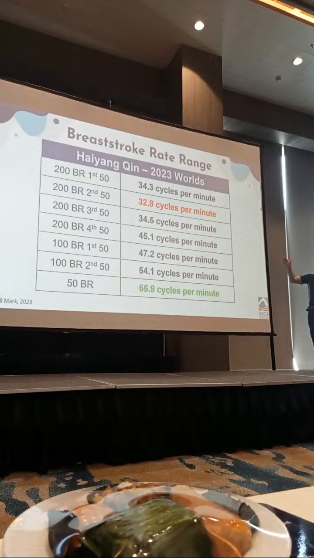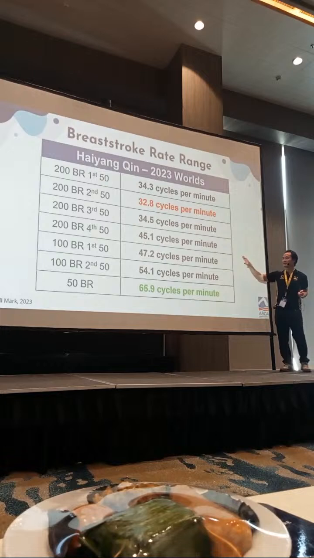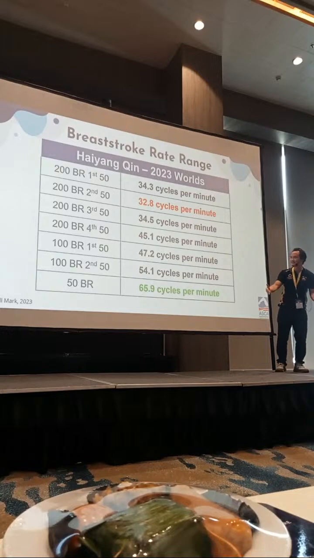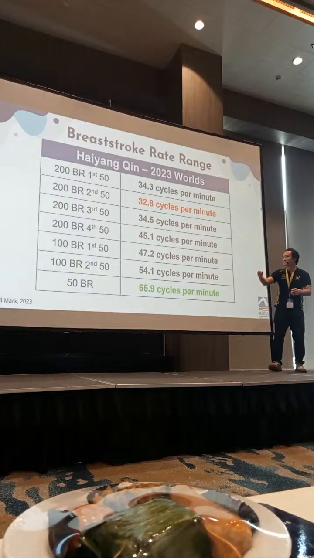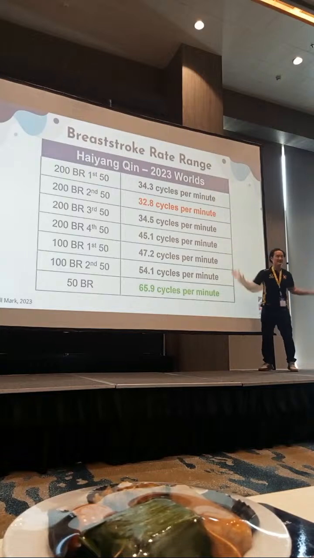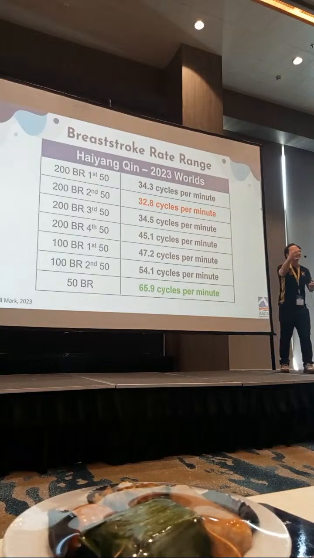And I think the other thing to note here, and this is what Qin Haiyang does, is as the race gets long, towards the end of the race, your stroke rate has to get faster. The second 50 is faster than the first 50 at 100 breast. The last 50 is the fastest of the race. So when you are more tired, that is when your stroke rate is fastest.